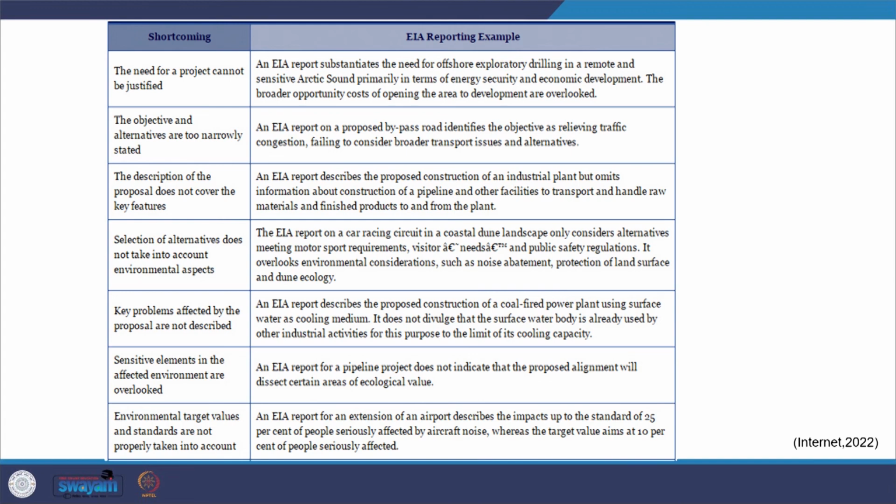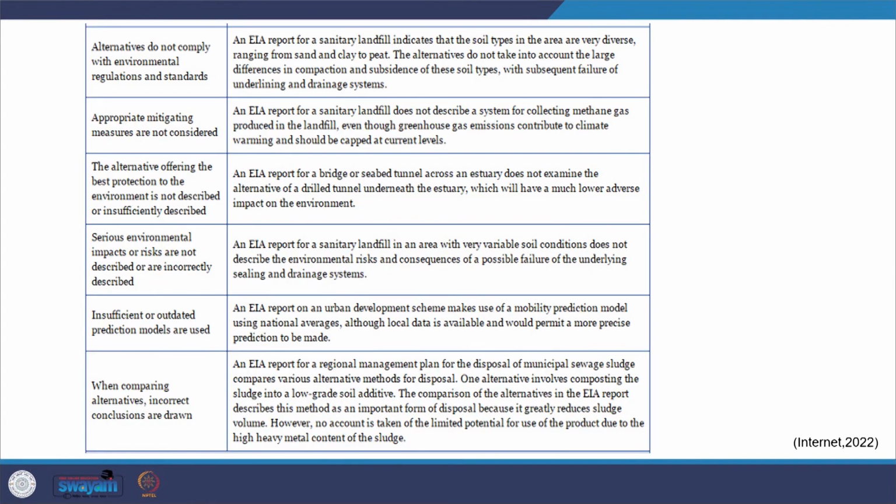Environmental targets, values, and standards are not properly taken into account. And then you also see that alternatives do not comply with environmental regulations and standards. Those are also observations. Appropriate mitigation measures are not considered. So that's generally what has been seen in EIA reporting. The alternative offering the best protection to the environment is not described or insufficiently described. Serious environmental impacts or risks are not described or incorrectly described, so that kind of problem also comes.